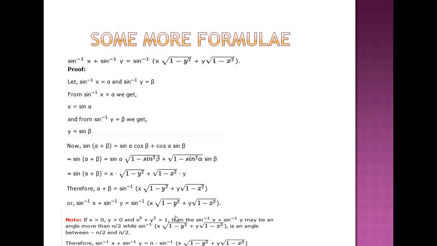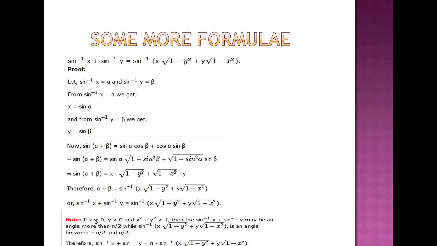You have to remember one thing: if x is greater than 0, y is greater than 0 and x square plus y square is greater than 1, then sine inverse of x plus sine inverse of y may be an angle more than pi by 2, right? So sine inverse of x under root 1 minus y square, I am talking about this, is an angle between minus pi by 2 and pi by 2, right? Therefore sine inverse of x plus sine inverse of y can be written as pi minus this version.